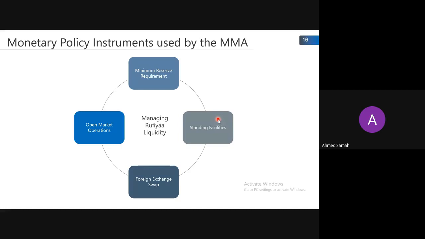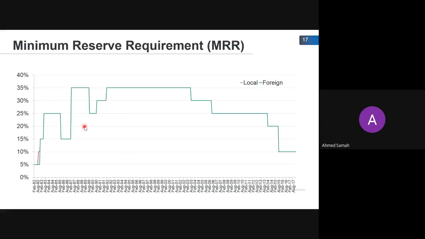So for the minimum reserve requirement, looking at the historical data, we have local currency and foreign currency MRR. It is almost always at the same percent.